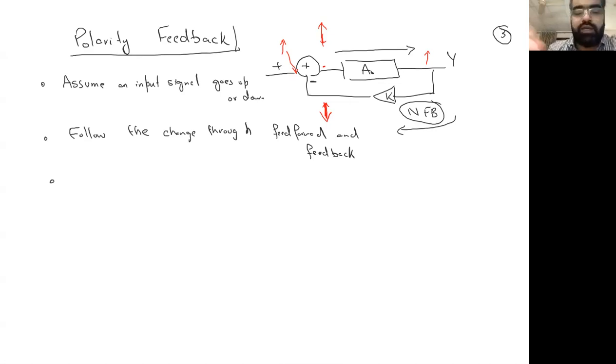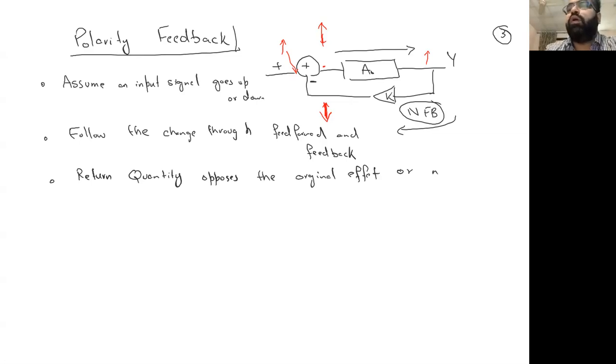Once we have followed that, then we are going to see whether the return quantity, the return signal, whichever way you want to call it, opposes. That's very much critical. It should be opposing the overall trend or not. Opposes the original effect. So here we have to talk about the original effect. If it opposes, this means a negative feedback. If it does not oppose, positive feedback.